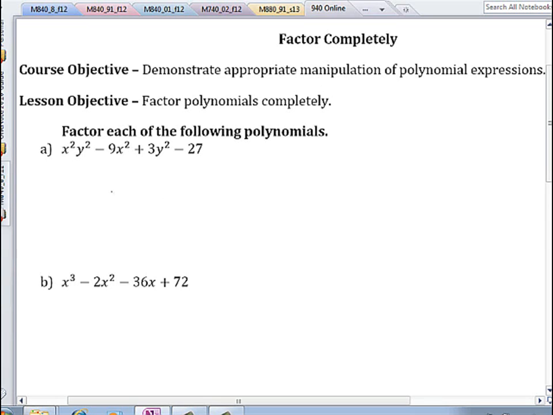If there are 4 terms, you're going to use the factor by grouping method. If there are 3 terms, you're either going to do guess and check, or you're going to do the factor by grouping method that we looked at earlier.